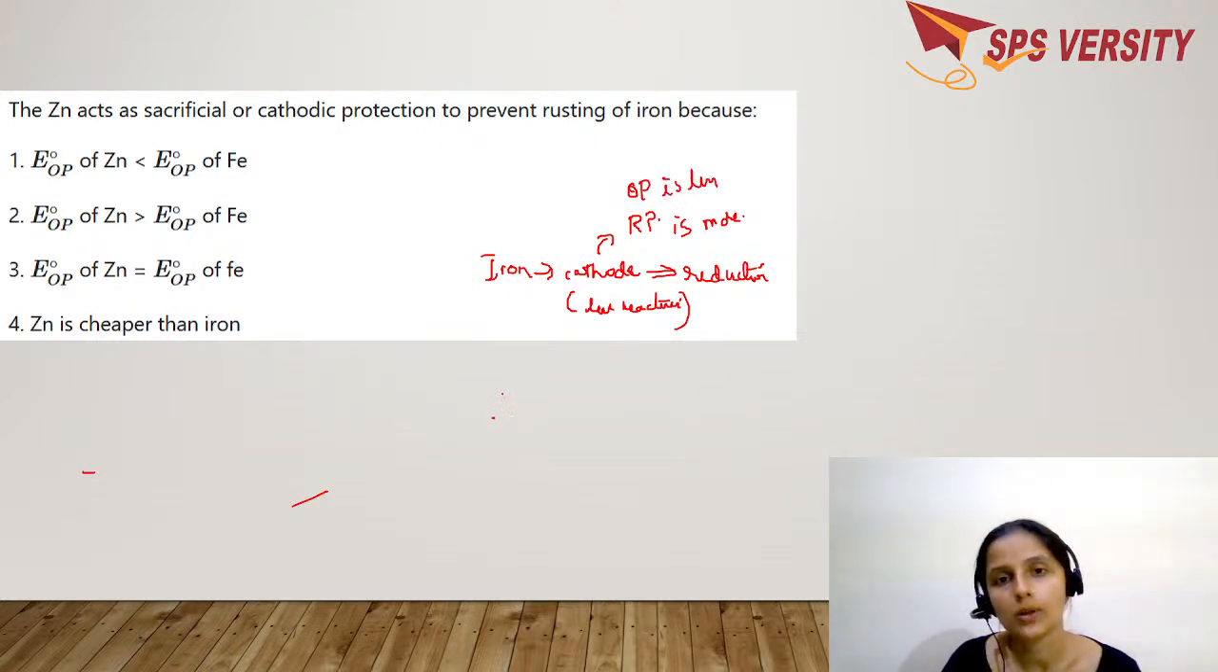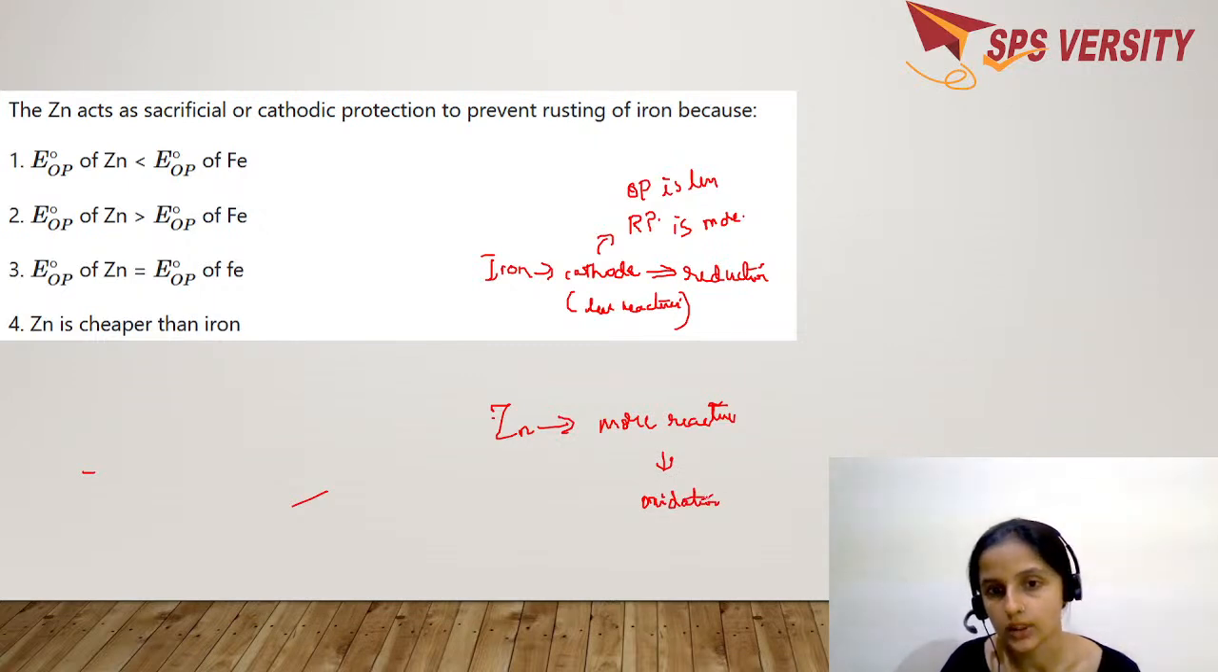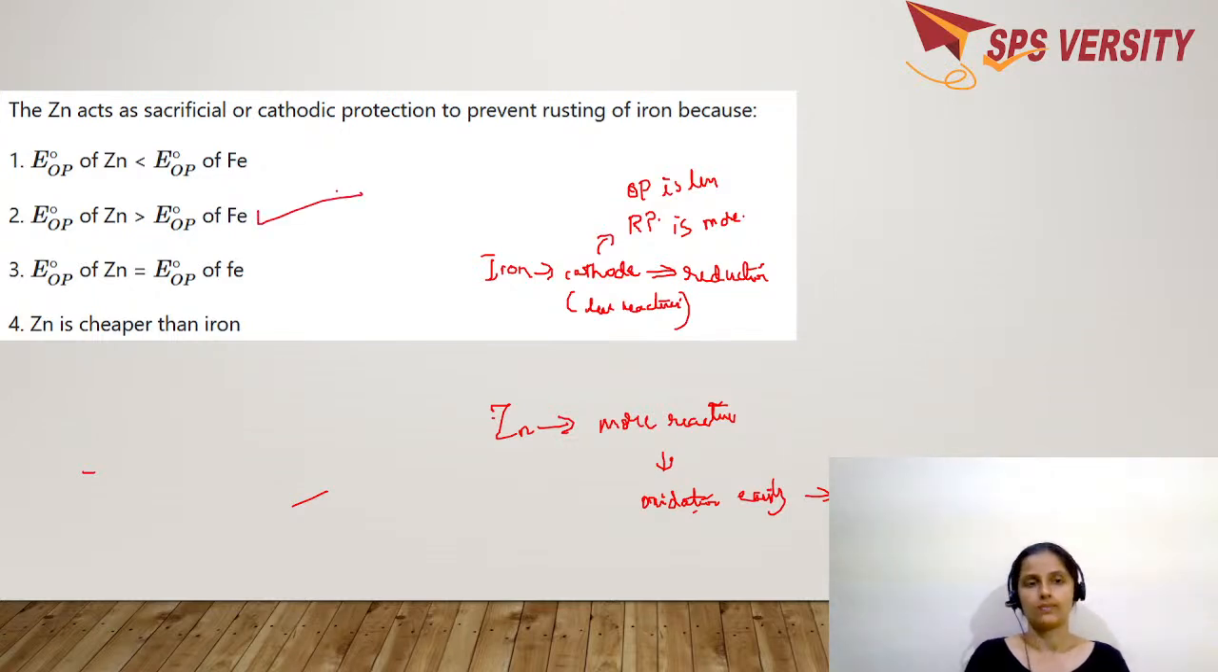Then what is oxidation potential? It is the capacity to undergo oxidation. Reduction potential is its capacity to undergo reduction. So you are coating it with zinc. Zinc is more reactive. If it is more reactive, it undergoes oxidation easily. If it undergoes oxidation easily, then its oxidation potential is high. OP stands for oxidation potential. So E0 oxidation potential of zinc is greater than E0 oxidation potential of iron would be the right answer.